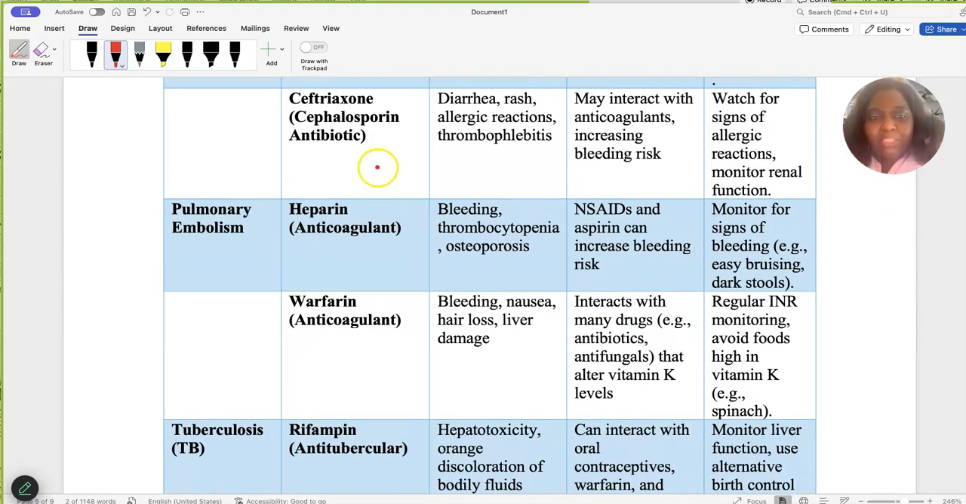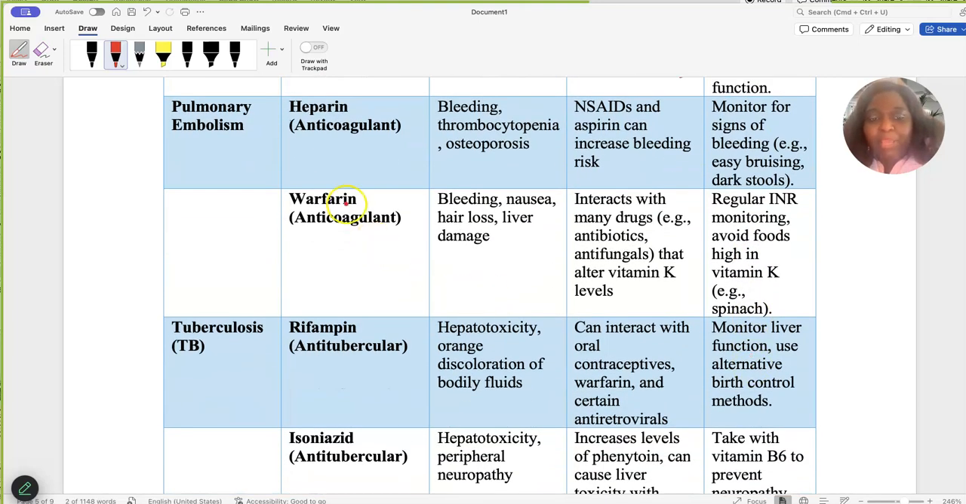The next one that I want to talk about is ceftriaxone: diarrhea, rash, allergic reactions, thrombophlebitis. I will hold on to thrombophlebitis and allergic reaction. Those are the 2 common ones that they focus on in the exam as side effects of ceftriaxone. Ceftriaxone may interact with anticoagulants, and then the bleeding risk might be higher. So you got to watch out for signs of allergic reactions. You got to monitor renal function.